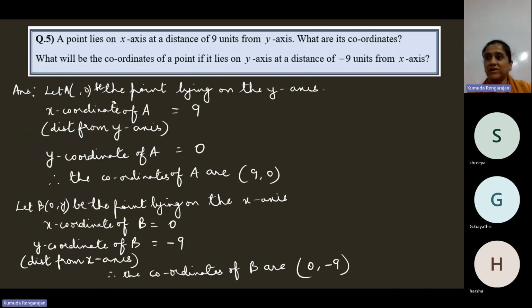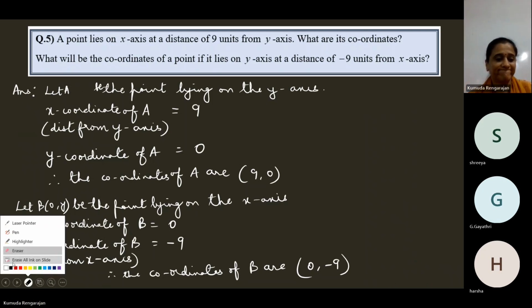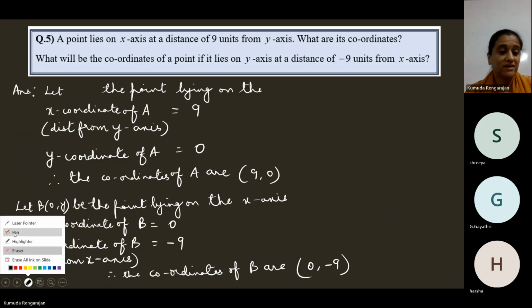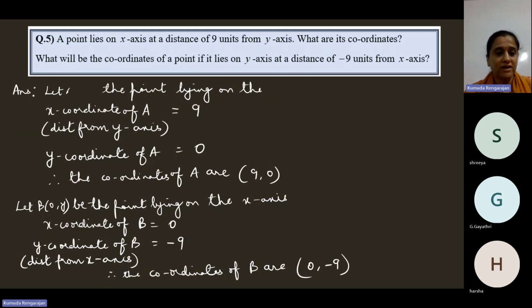No, I made a mistake while writing this. Oh my goodness. I explained correctly, don't worry about that, but while writing, I made a mistake. Let A x comma 0 be the point lying on the... correct.